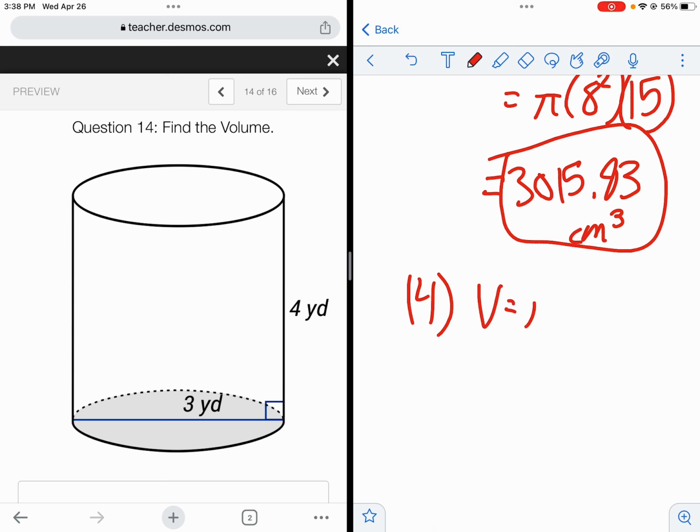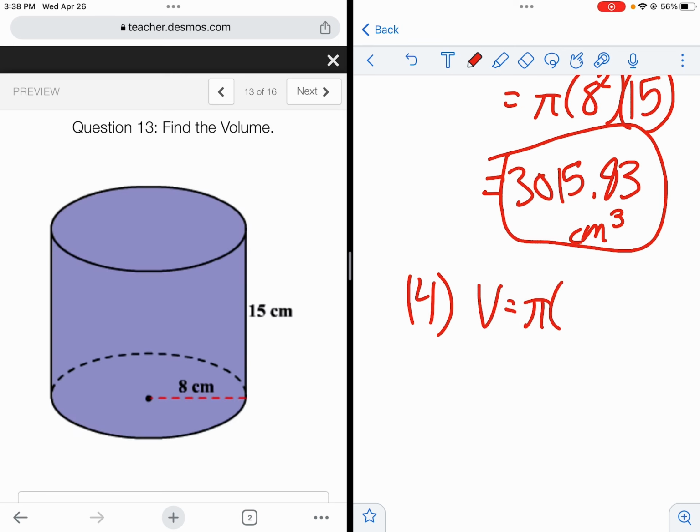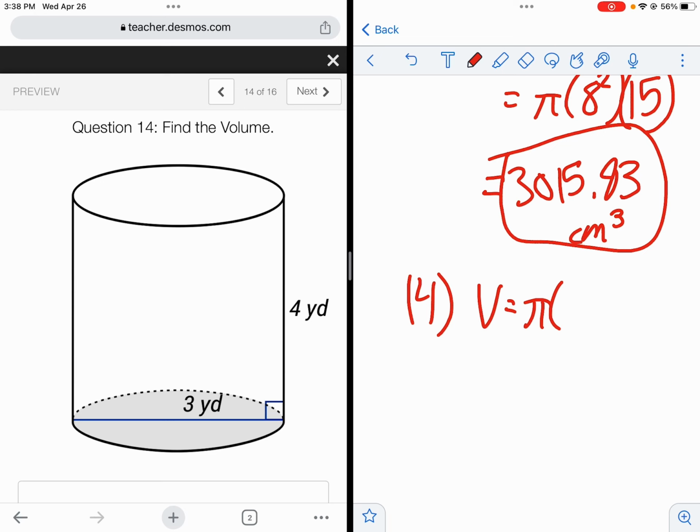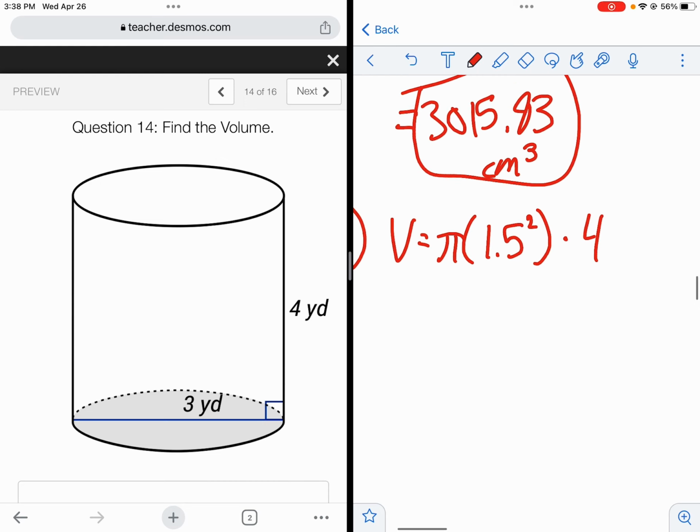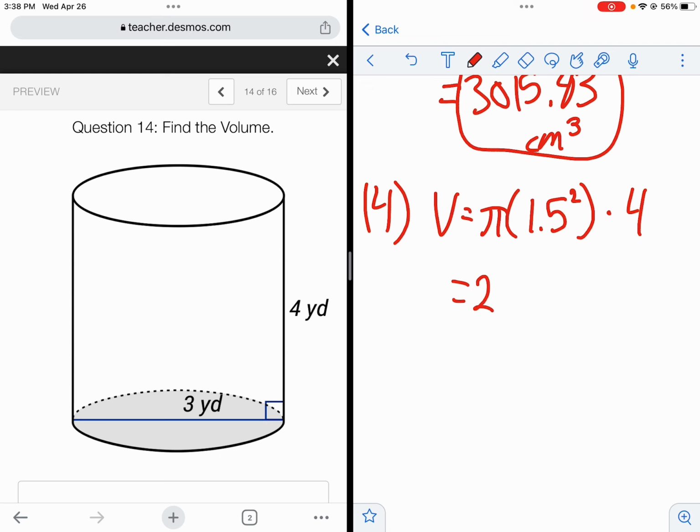Same thing for 14. V is equal to pi times, this will be 1.5, right? Because my diameter is 3. So 1.5 squared times the height of 4. So 1.5 squared is 2.25. Multiply that by 4. Multiply that by pi. And you get 28.3. That's in yards cubed. Okay, pi r squared times the height.